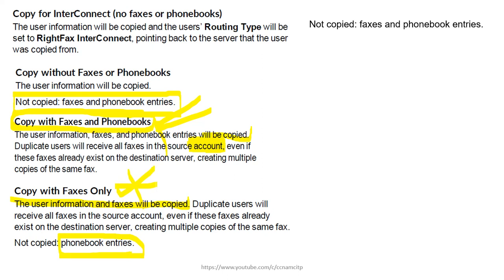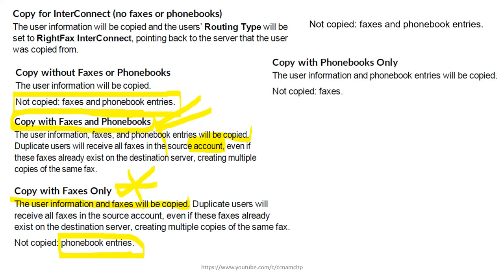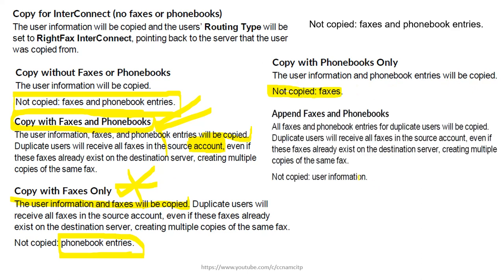Okay, next one is copy with phone book. In this, what is happening: the user information and phone book entries will be copied, and faxes will not be copied. Okay, and append faxes and phone books. So guys, all faxes and phone book entries for duplicate users will be copied. Very simple. If you are selecting this, the duplicate user will receive all faxes in the source account even if these faxes already exist in the destination server, creating multiple copies of the same fax.